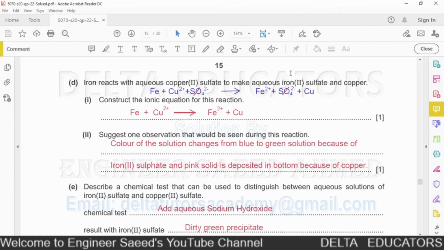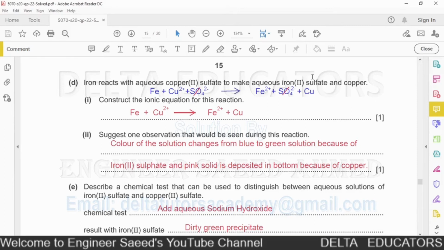So before the reaction, we have iron, we have copper ion and sulfate ion, and after the reaction, we have iron ion, sulfate ion and copper. Now here sulfate ion is common on reactant side and product side. We will cancel out this sulfate ion. The ions that are same on both the sides are called spectators, and spectators we have to cancel out. So when we cancel out this sulfate ion, we get the equation iron Fe plus copper ion, and after the reaction we get ferrous ion and copper. So it is the ionic balanced equation.